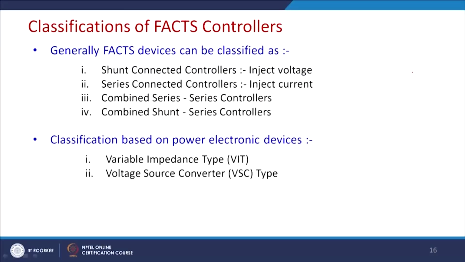Now, let us talk about general devices. So, we can talk about the shunt connected FACTS devices, that is shunt connected controllers which inject current, and series connected controllers which inject voltage, combined series-series controllers, and combined shunt-series controllers. Classification based on the power electronics devices, we will have two kinds. One is variable impedance type, VIT, and the other is the voltage source converter type, VSC type. We shall discuss VSC type and all those things in subsequent classes.